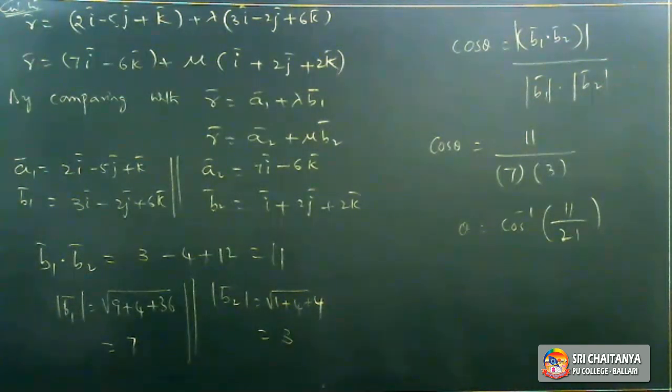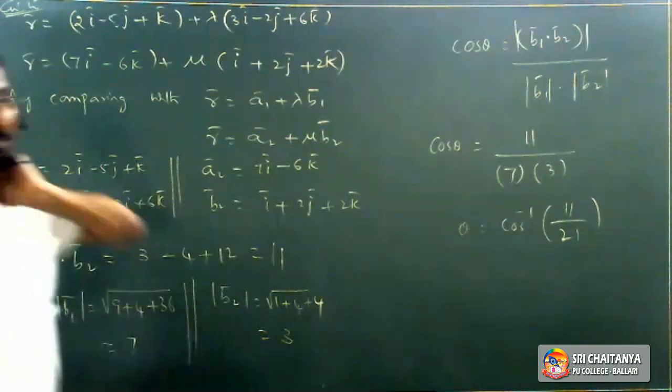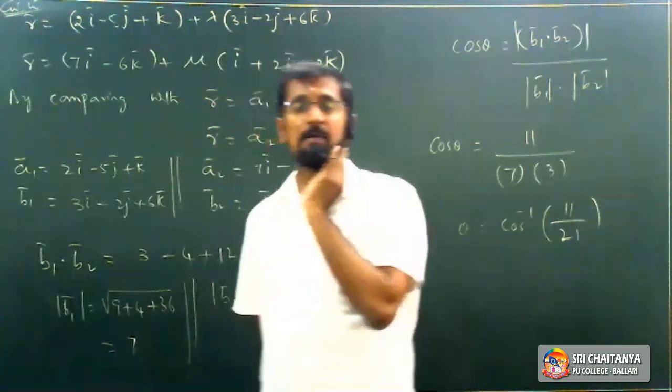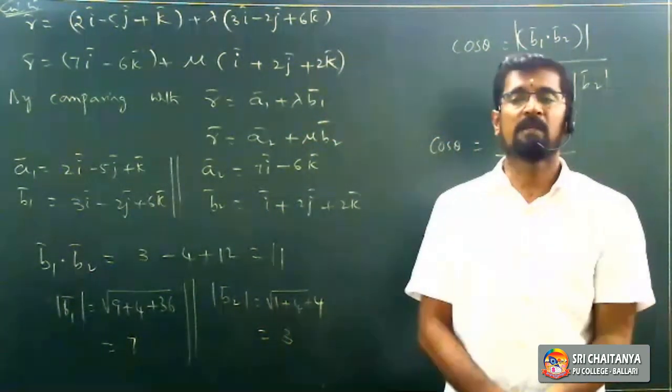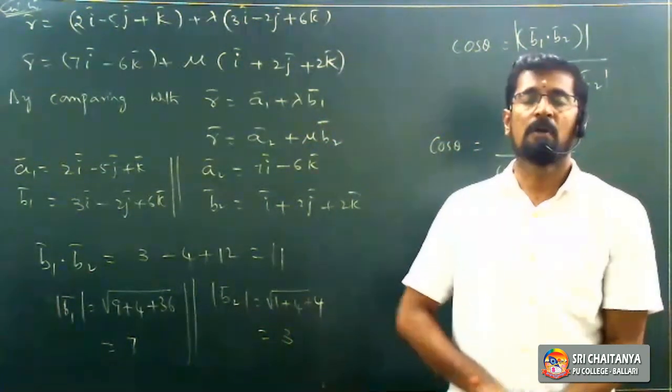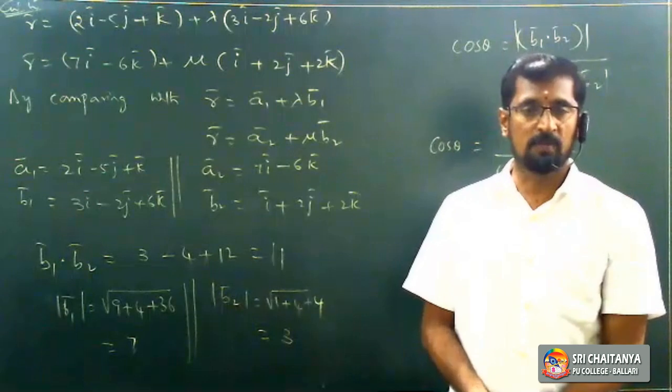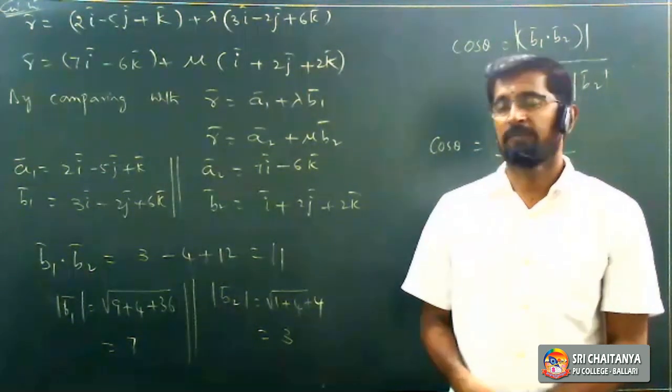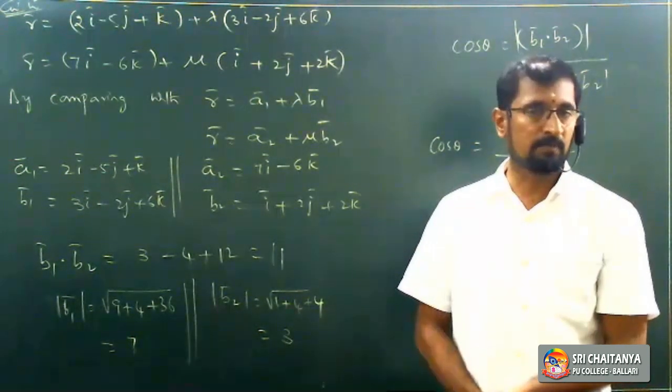Observe this one clearly. Given lines are these two, right? You compare those two lines with r bar is equal to A1 plus lambda B1 bar, and the second one, r bar is equal to A2 bar plus mu B2 bar. After that, find out B1 dot B2.